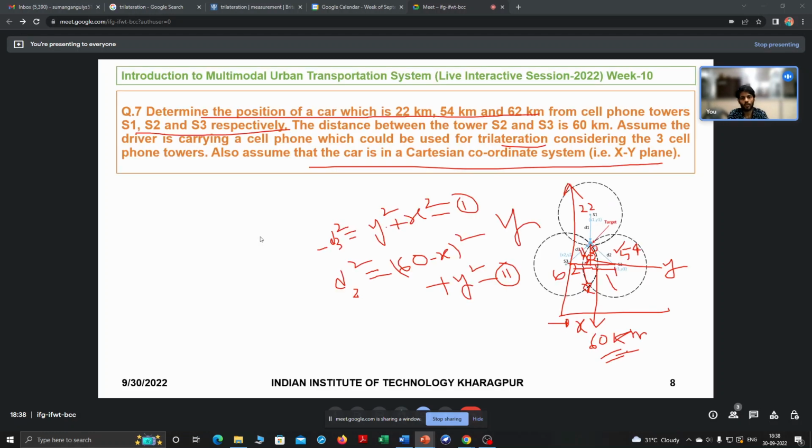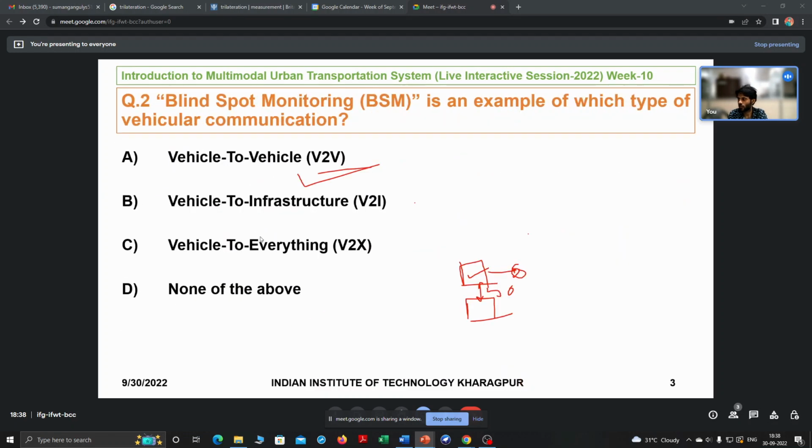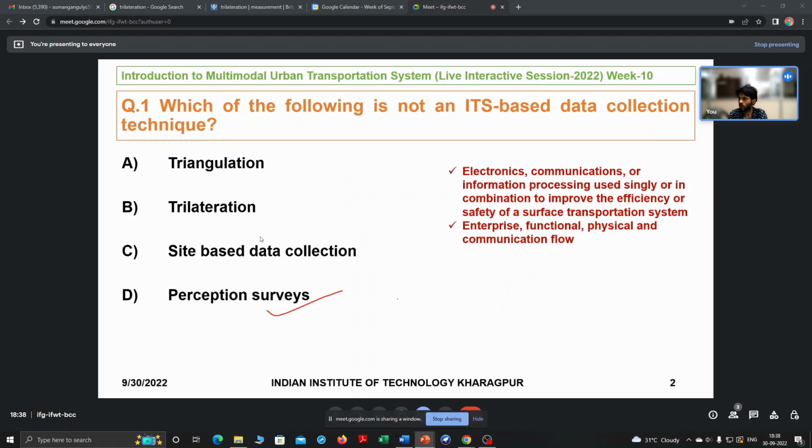Right, this also you can recalculate. I think you will also get 37.73 if you have done it correctly. So if you missed anything, did you miss anything? So this is the first one.